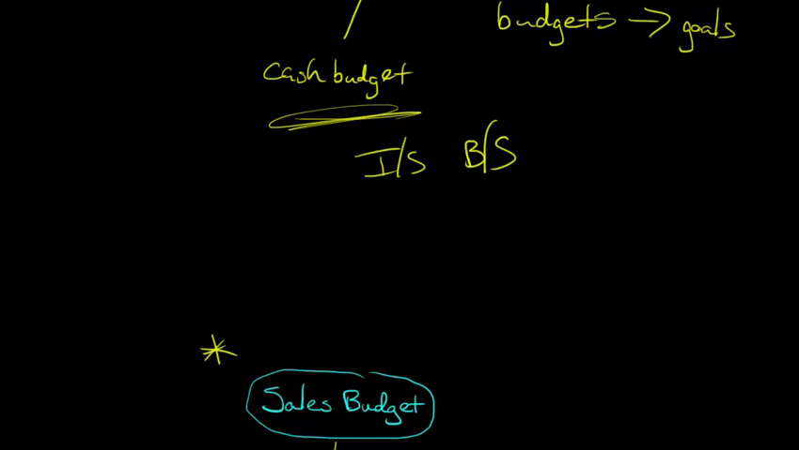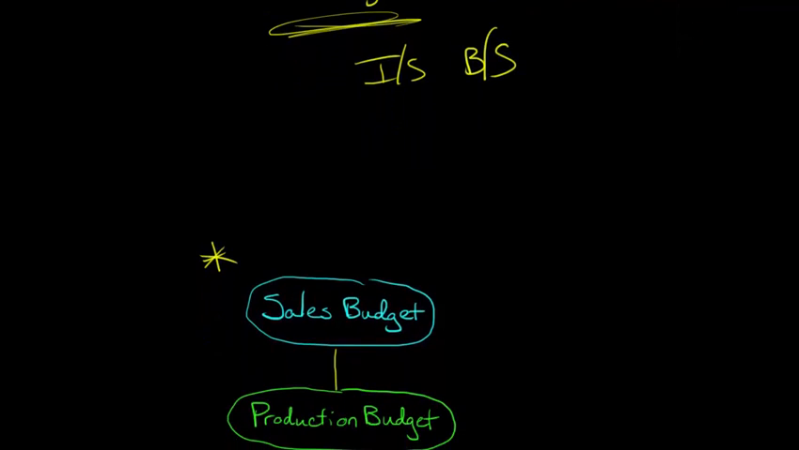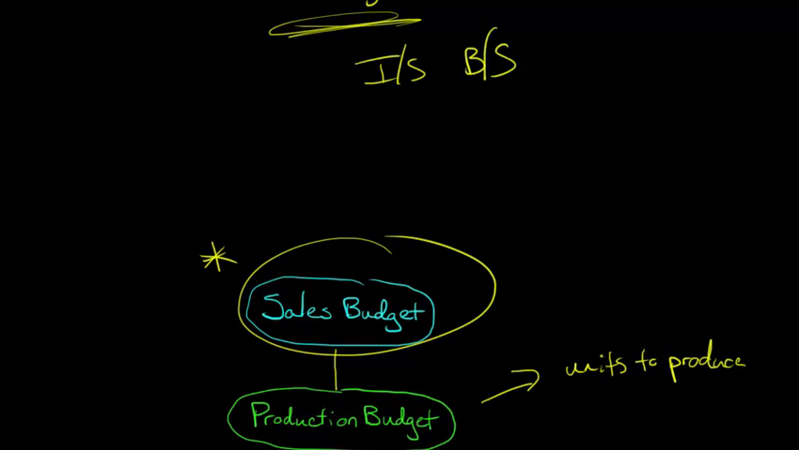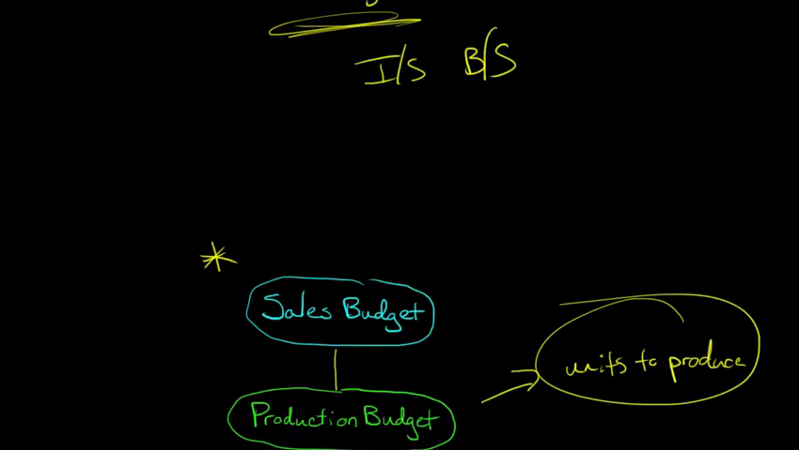For example, our next budget is going to be the production budget. Now, if you just think about the production budget for a moment, we're going to need to know how many units we're going to have to produce, right? We have to say, okay, how many units to produce. But how can we know that if we don't know the sales budget of how many units we expect to sell? So if we say, okay, well, we're going to sell 10,000 units, that gives us an idea of how many units we're going to need to produce.